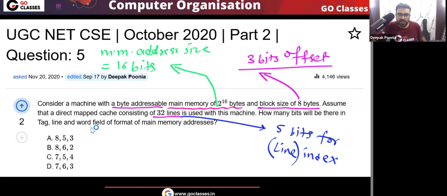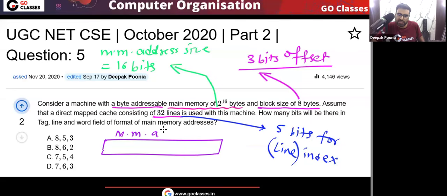Very simple. Now it is a very simple question. So this is the physical address. Physical address means main memory address. The main memory address size is 16 bits. So this is basically 16 bits.